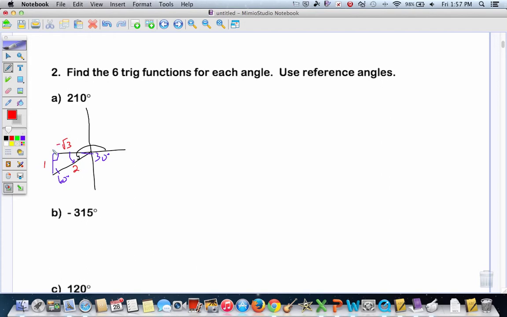Something to keep track of is we are in the third quadrant, so the x and the y are both negative. Okay, so our x value is negative square root of 3, our y value is negative 1, and our hypotenuse is always positive, so it's 2. Once we have the triangle labeled, we can find our trig functions just by using that triangle.